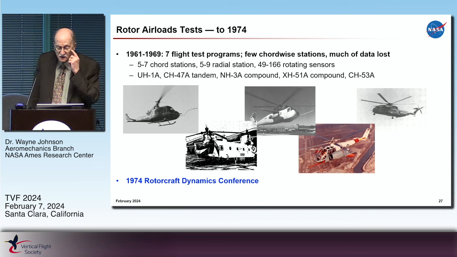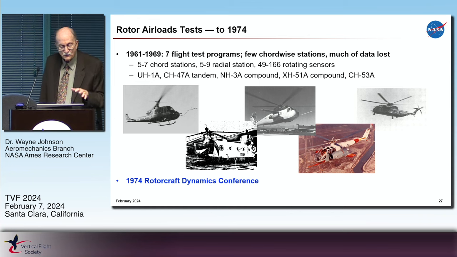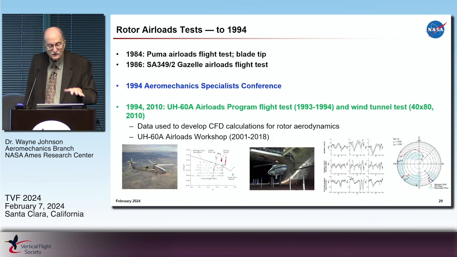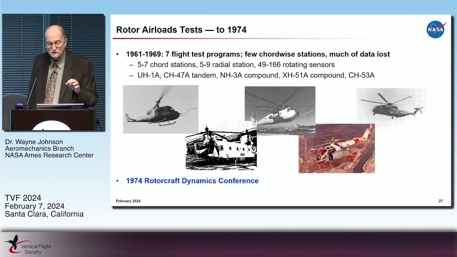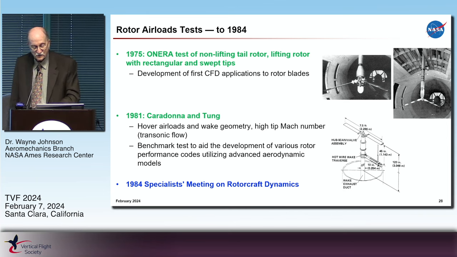I mentioned the CFD progress. Well, in 1975, Ohner did a series of experiments with rigid rotors, specifically devoted to getting airloads data to support CFD development. That was very important. Caradonna and Tung did a two-bladed rotor test in 1981. And that was a hover test. They measured airloads. That's one of the things I consider a milestone. Every development of a CFD code compares with Caradonna and Tung at the start to prove that they're working. Got us to 1984.